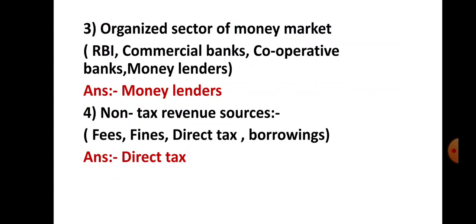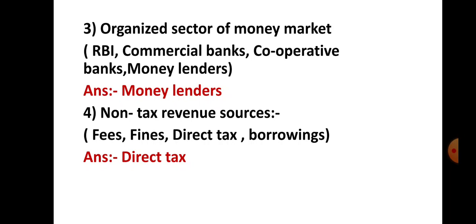Now let us see the next example, organized sector of the money market, and they have given RBI, commercial banks, cooperative banks, money lenders. All of you know the money market in India is dichotomous by nature. There are two branches of the money market, organized sector and unorganized sector. RBI, commercial banks, cooperative banks all come under the organized sector of the money market. So money lender is the odd word here, and money lenders come under the unorganized sector of the money market. So your answer here is money lenders.